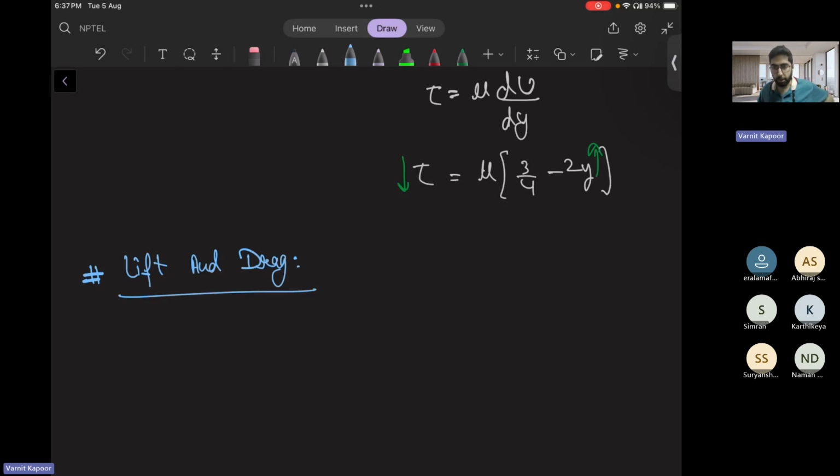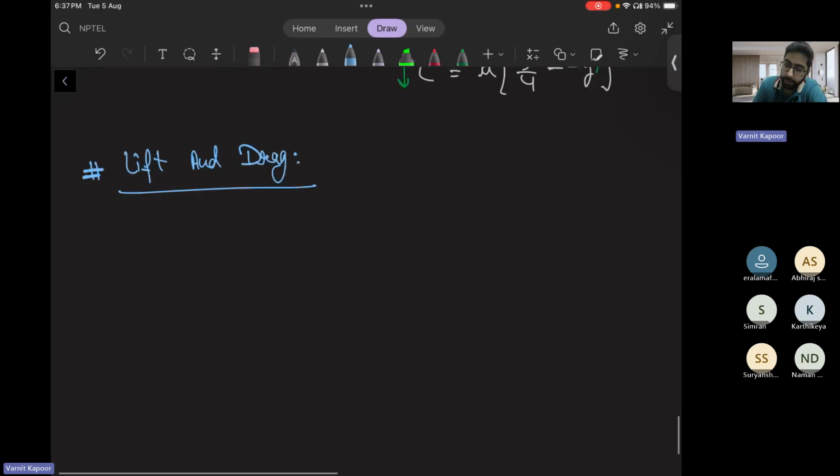So on a general body, there are two forces acting by the fluid on that body. One is the horizontal component and the other is the vertical component. These two, horizontal and vertical, can occur because of the pressure as well as the shear force. So let me draw here.